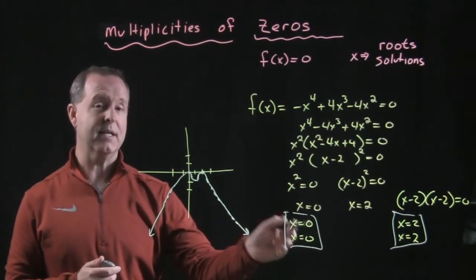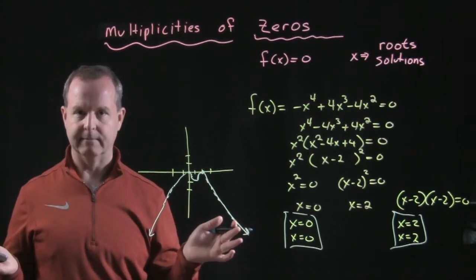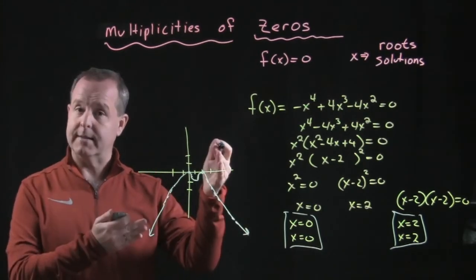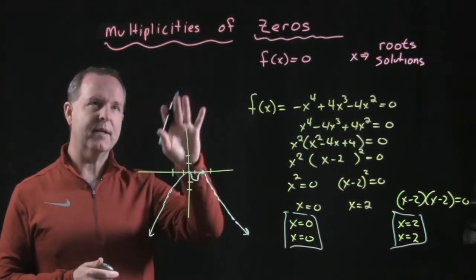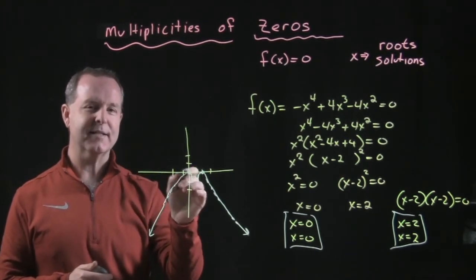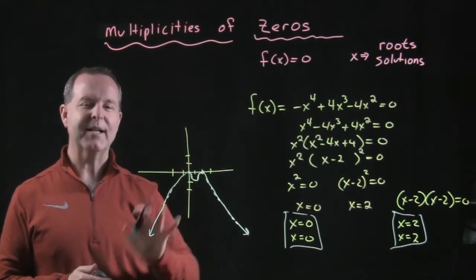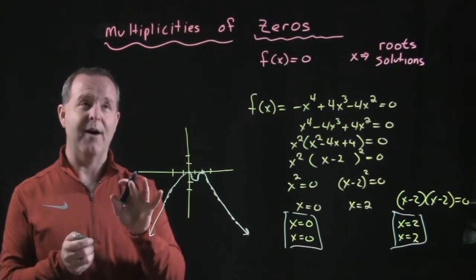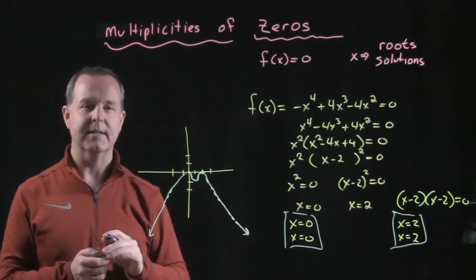If I had a multiplicity of an odd number, what do you think would happen? Yeah, it would cross. All right, there's more that we're going to talk about, exactly how they cross, coming up later, but that's what I want you to understand and know for now: this idea of multiplicities of zeros.